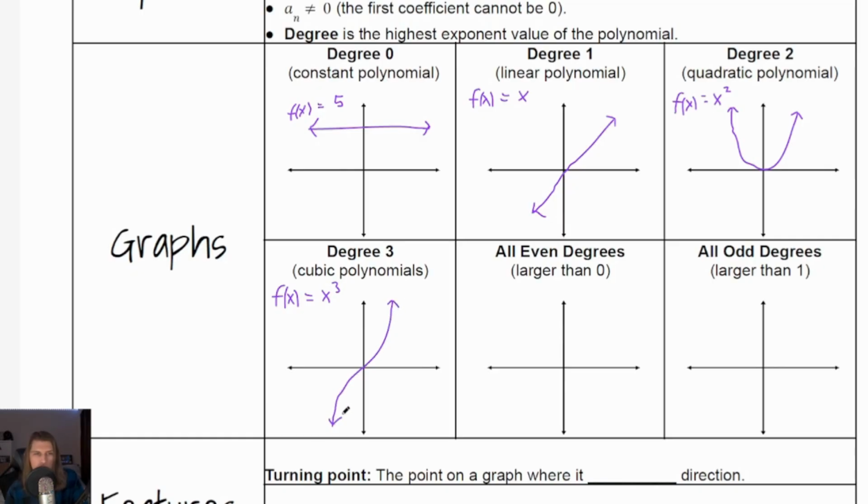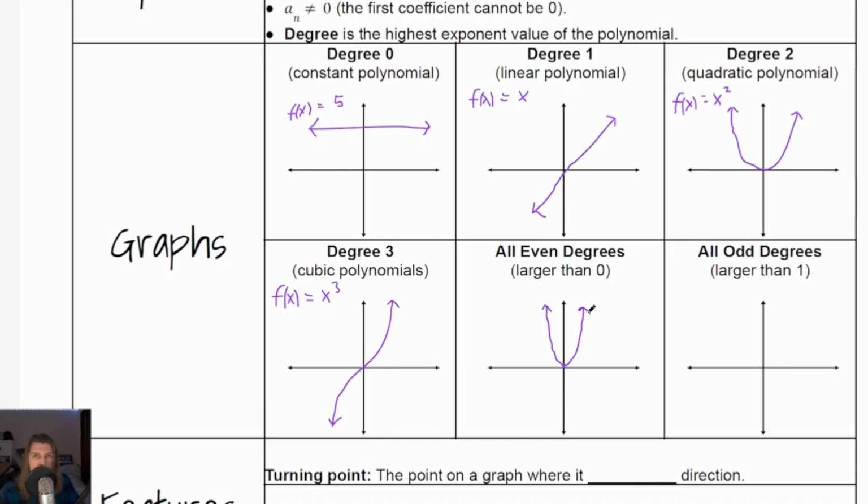We have our cubic polynomial. So then, realistically, we have all even degrees that are larger than 0. And in this example, I'm actually going to use one that is larger than 2. But all degrees that are larger than 0 in their base form look like a parabola.